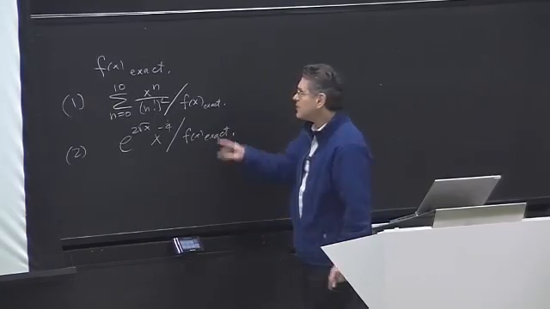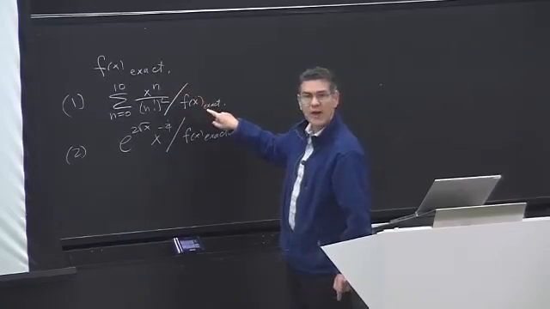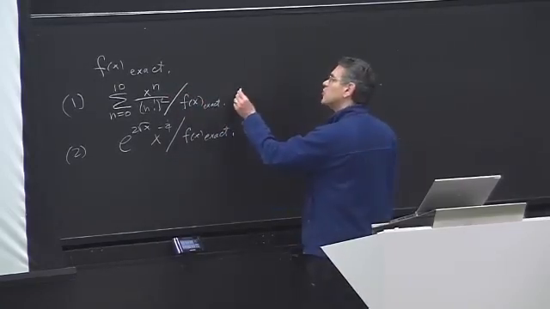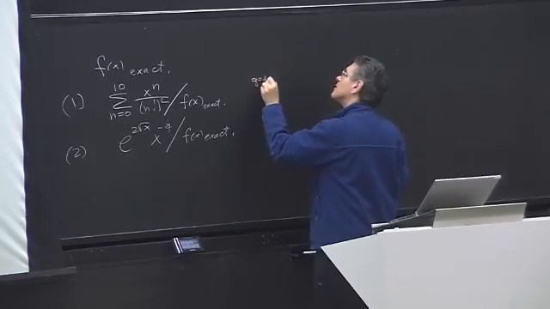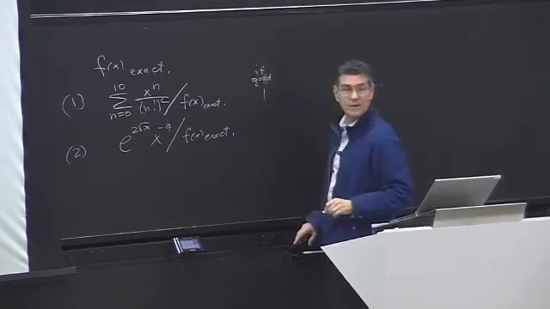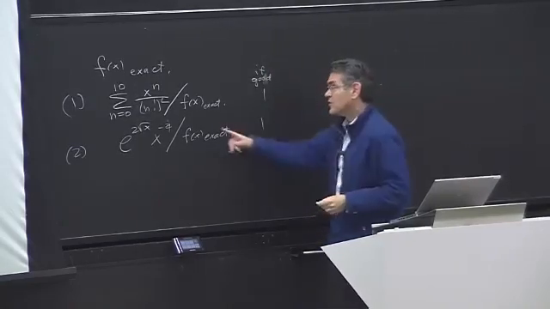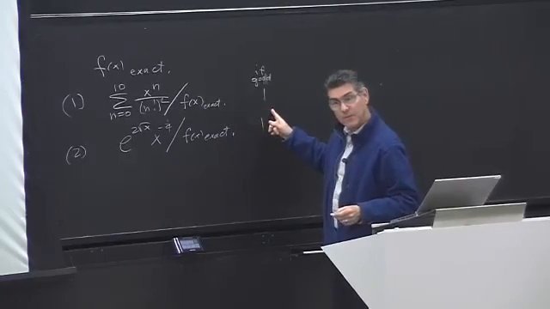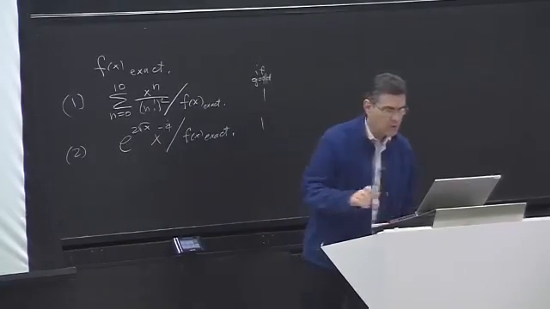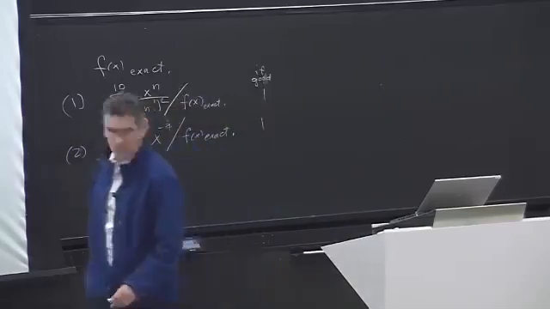Now, if this is a good approximation to f, this ratio should be 1, of course. But if it's not a good approximation, then this should be 0. Right? So now let's see what happens.